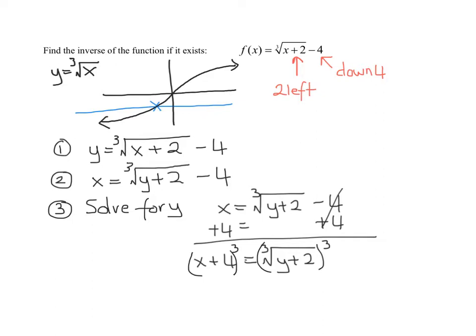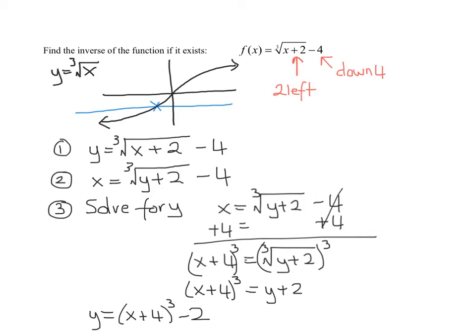And what do I get on this side? What happens when you cube a cube root? They undo each other and you get y plus 2 equals x plus 4 all cubed. Now the last thing you've got to do is solve for y. So I'm going to have to subtract 2 from both sides. I'm running out of room, so I'm going to write it over here. Y equals x plus 4 cubed minus 2. And that is the inverse.